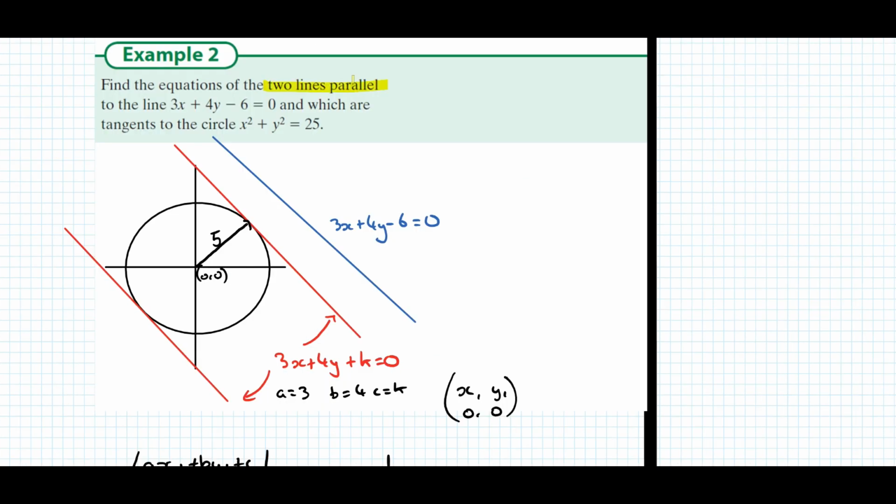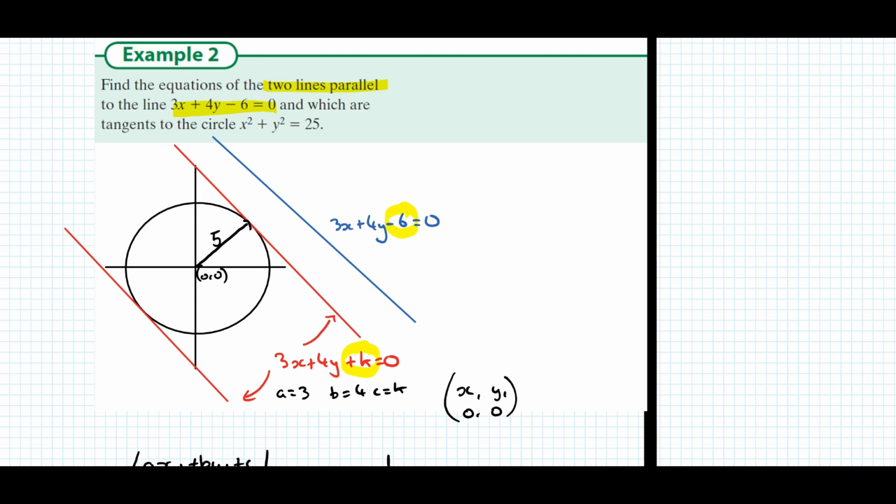Okay, so we want two lines, two answers, that are parallel to this line here. I've just drawn a quick sketch of this blue one. I don't even know if it's right, it's just a sketch. But what do I know about any line that's going to be parallel to it? It's only going to have the constant different. The slope must be the same. So the two lines that I'm looking for must look like 3x plus 4y plus k, and the only thing that's changed is the k, that constant at the end.